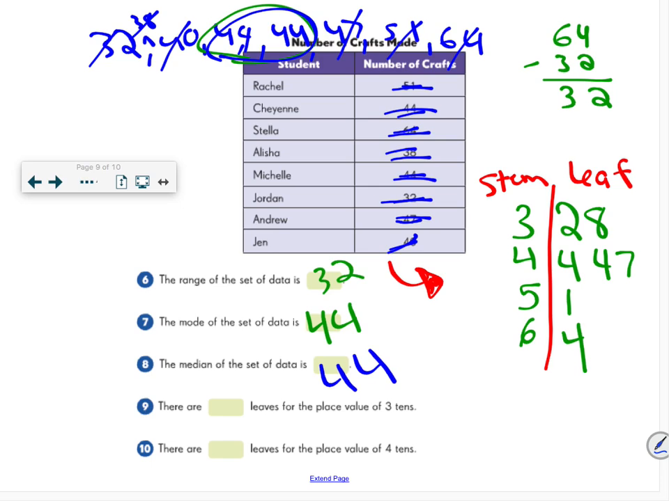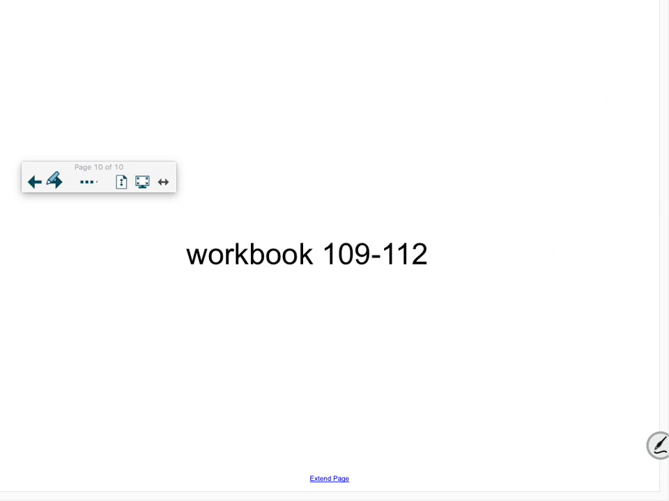There are blank leaves for the place value of 3 tens. Well, here's my stem for my 3. I have 1, 2 leaves. And there are blank leaves for the place value of 4 tens. So there's 1, 2, 3 leaves. And then I have just interpreted this stem and leaf plot.